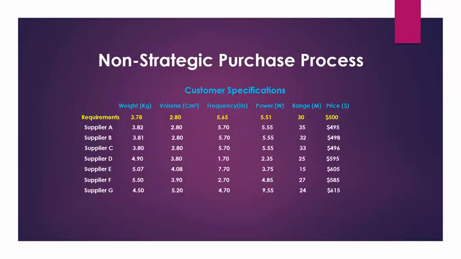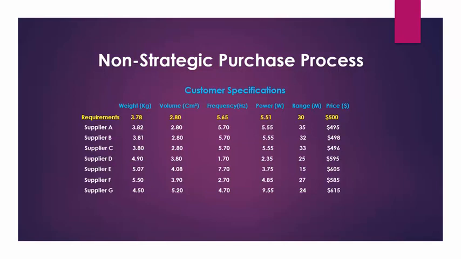All right, now, in order to understand how a tiebreaker works, you need to spend a little bit of time understanding how purchasing and supply managers make non-strategic purchase decisions. Well, basically, it's pretty straightforward. They start off by listing specifications. So if you look at the first row, we've got the requirements of this particular product specified in yellow in terms of weight, volume, frequency, power, range, and price. So this is an electrical or electronic type of product, and those are the specs they want.